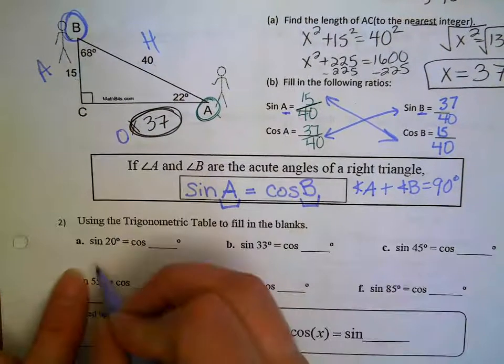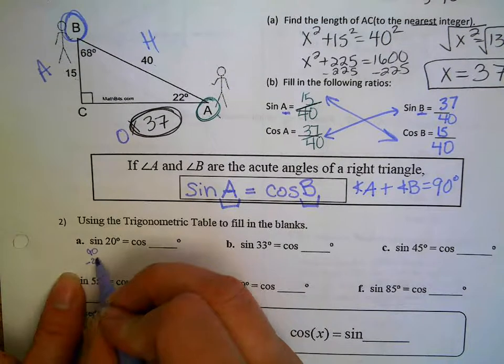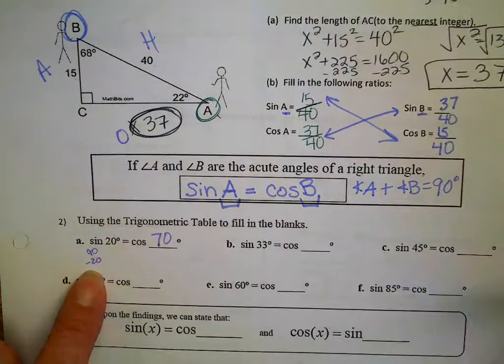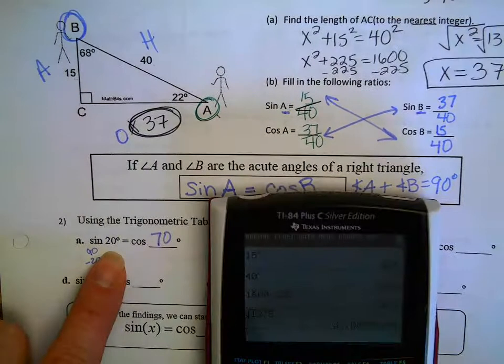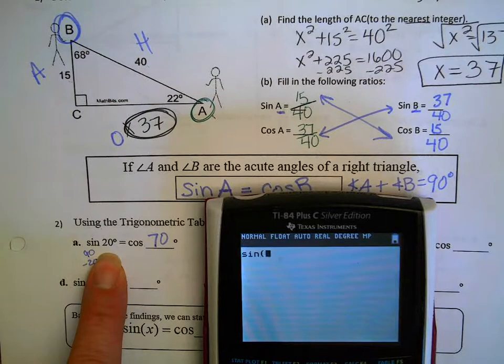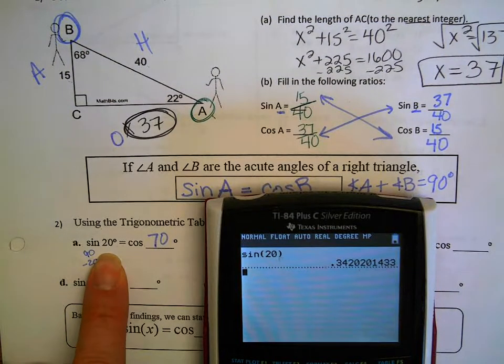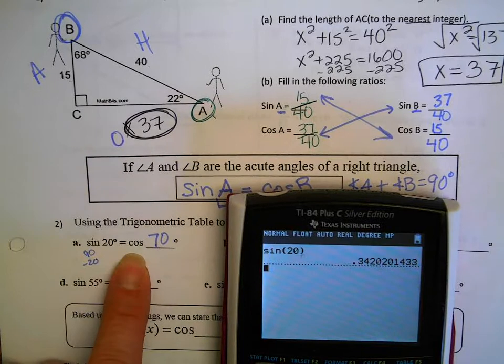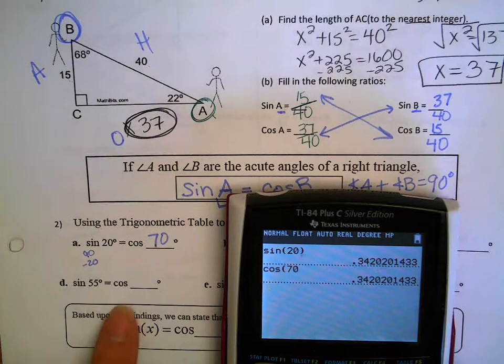Okay? So if I take 90 and subtract 20, I get 70 degrees. And again, these are two decimal equivalents. Sine 20 is 0.3420. If I type in cosine 70, okay, those are equal to each other.